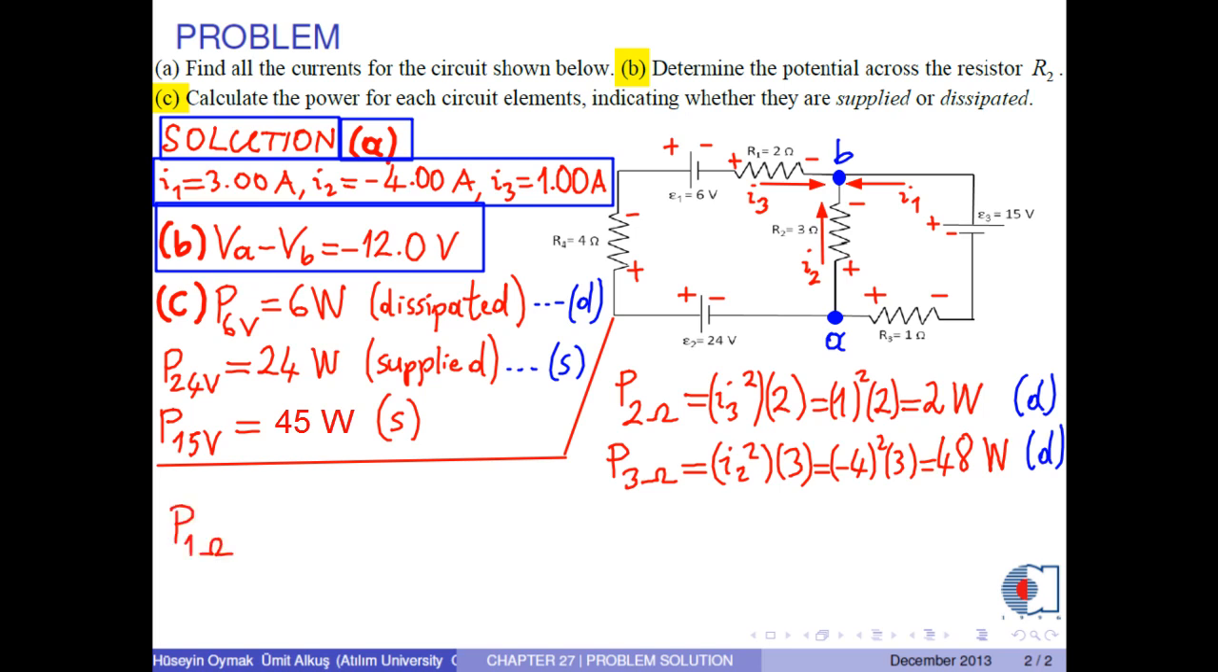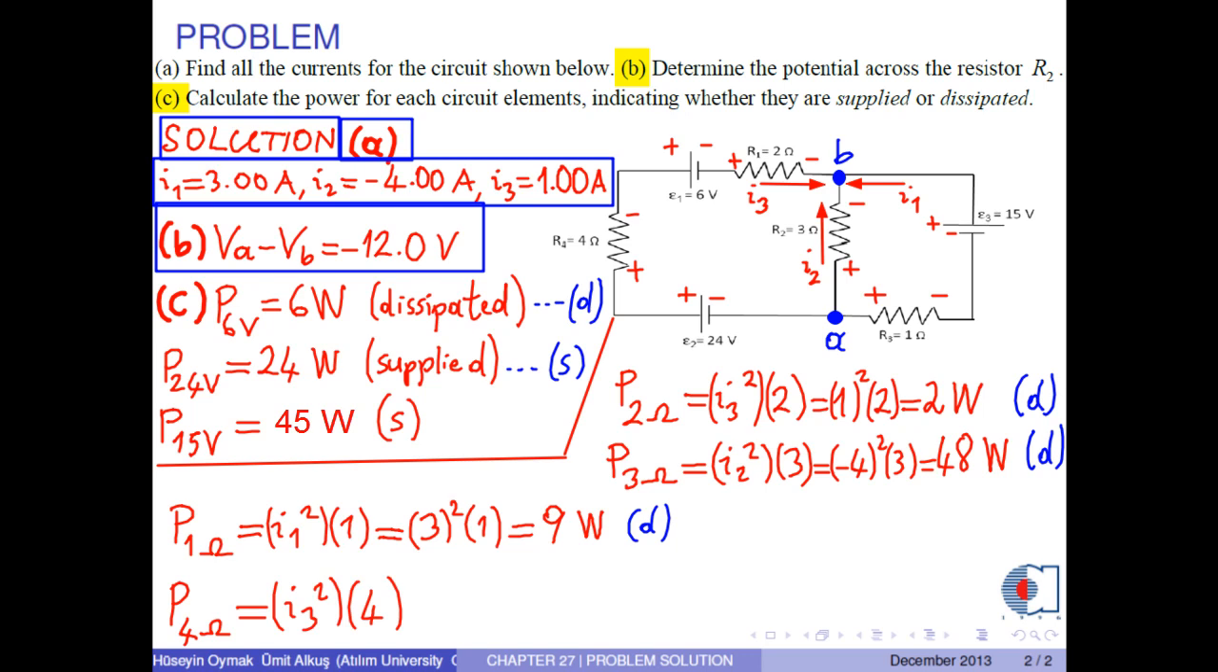For resistor 1 ohm, we have the power I1 squared times 1 ohm. I1 is 3 amperes, so the power is 9 watts, which is dissipated. For resistor R4, we have the power I3 squared times 4 ohms. I3 is 1 ampere, hence the power is 4 watts, which is dissipated.